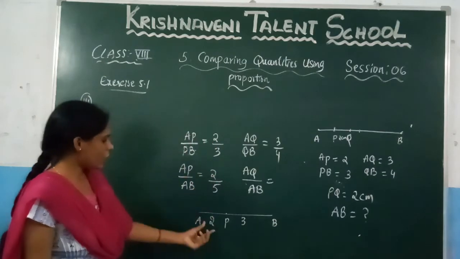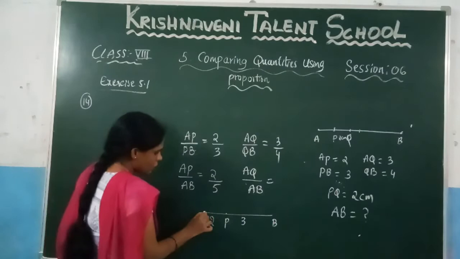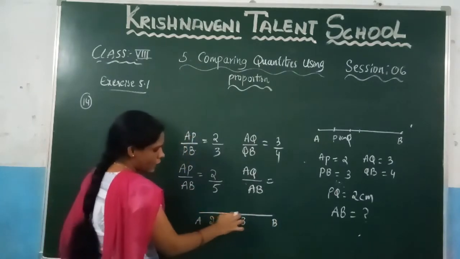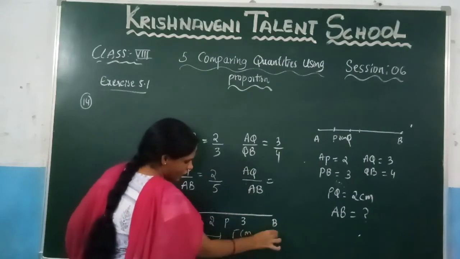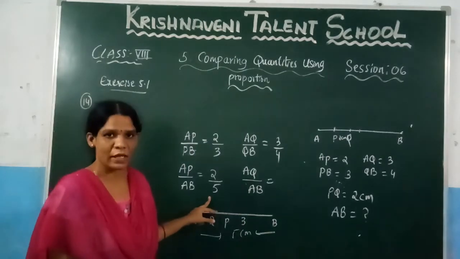Now what is the length of AP? Which is 2. And what is the length of AB? This total length. Right? Up to this it is 2 and up to this it is 3. So if you add, you will get the total length as 5 centimeters. So I have written 5 in place of AB.